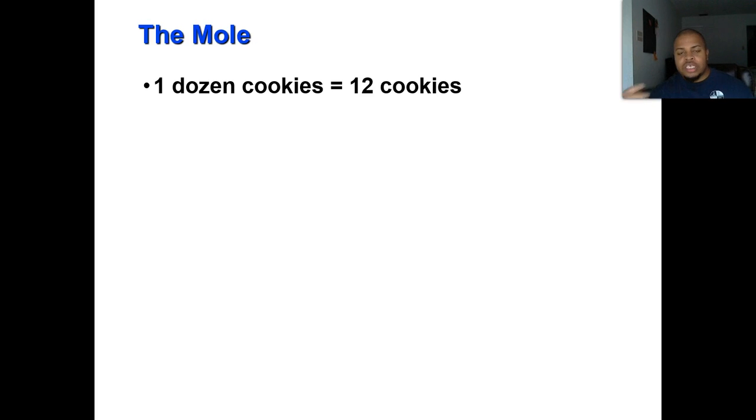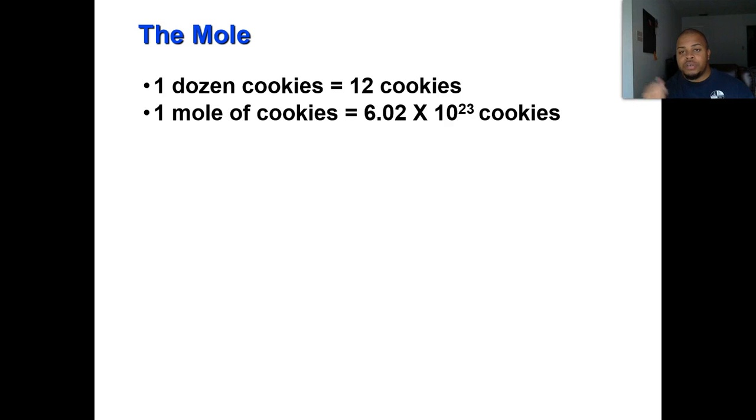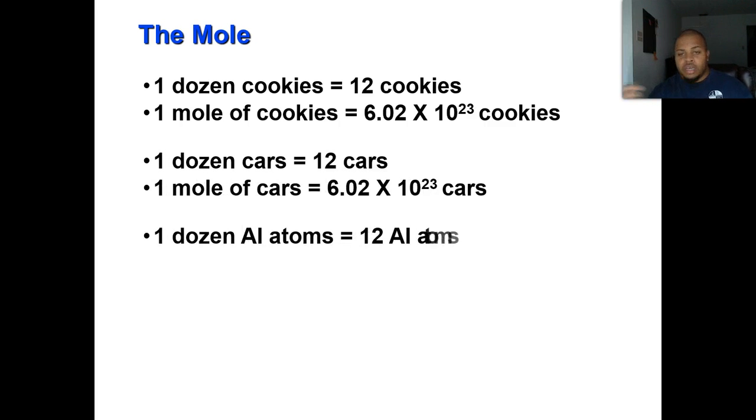Now, just to give you an idea, again, going back to using it as a counting unit: if I have a dozen cookies, or if I have 1 mole of cookies, I have 6.02 times 10 to the 23rd cookies. That's a lot of cookies, and that would be a wonderful birthday present, but I don't think anybody could actually make that. A dozen cars, 12 cars; 1 mole of cars, 6.02 times 10 to the 23rd.